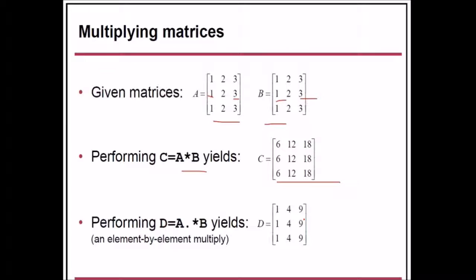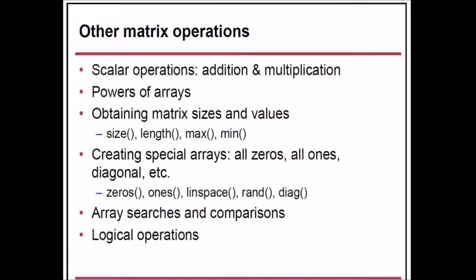So for that, A dot star B you can use to get the corresponding multiplication of elements. And if you want matrix multiplication, you can go for A star B. There are other matrix operations also: scalar operations, addition and multiplication, powers of arrays, and obtaining matrix sizes and values like size, length, max, min. These are direct functions, and we can create special arrays, for example all zeros, all ones, diagonal matrix using zeros, ones, linspace, rand, and diag. And array searches and comparisons are also there, logic operations are also there.